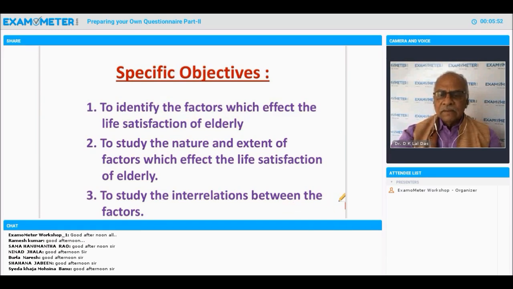The next task is to take into consideration the specific objectives of the research study. So, for example, these are the three specific objectives of the study. One, to identify the factors which affect the life satisfaction of elderly. Two, to study the nature and extent of factors which affect the life satisfaction of elderly. And third objective is to study the interrelationship between the factors.